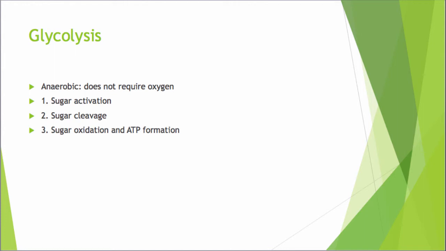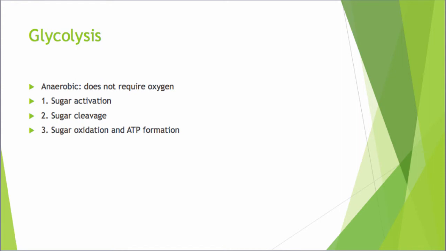We can divide the process into three major phases. 1. Sugar activation. In the first stage, glucose is activated by phosphorylation. 2. Sugar cleavage, where a 6-carbon long molecule is split into two 3-carbon molecules. 3. Sugar oxidation and ATP formation.